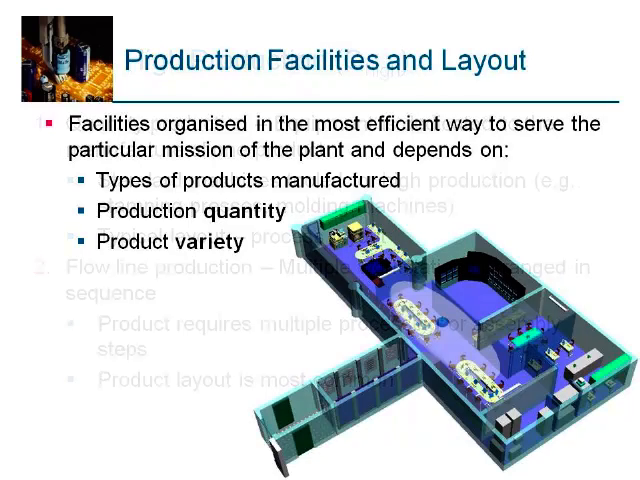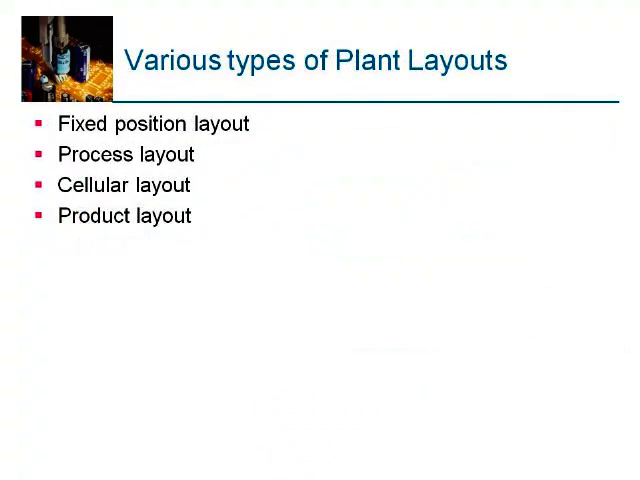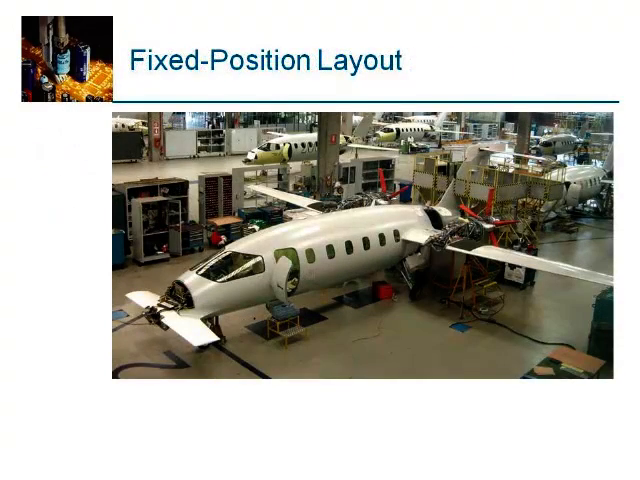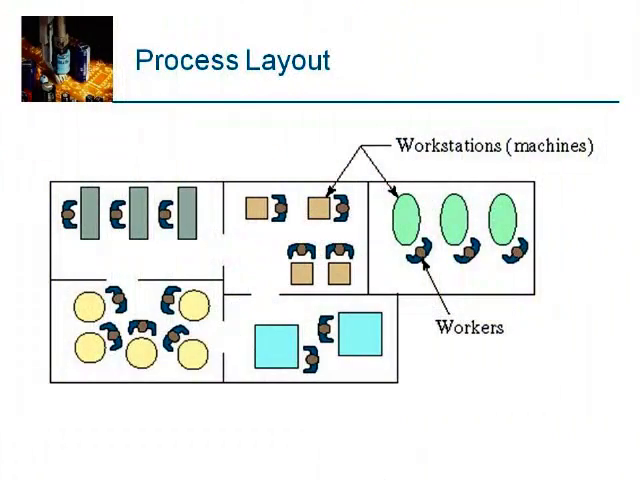The facility is organized in the most efficient way to serve the particular mission of a plant, and depends on the type of product manufactured, production quantity, and product variety. The layouts are classified as fixed position layout, process layout, cellular layout, and product layout. You see here, manufacturing of an aircraft or air engine comes under fixed position layout. Manufacturing of satellites and assembling of big missiles are all fixed position layouts. Ship manufacturing is a fixed position layout.